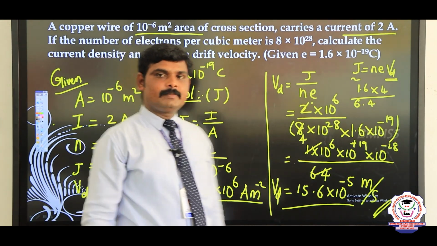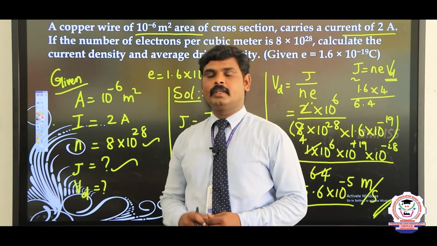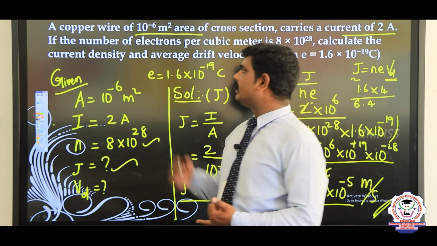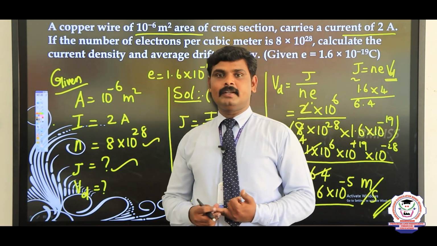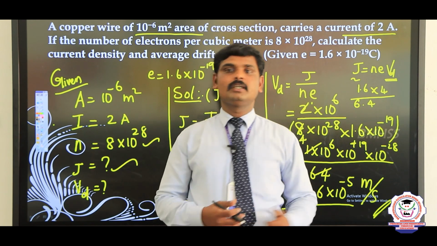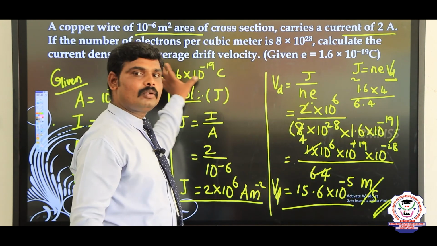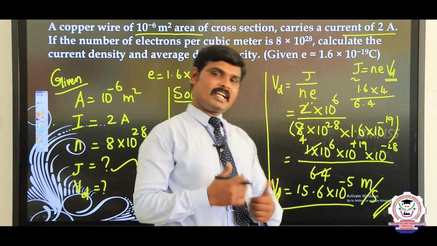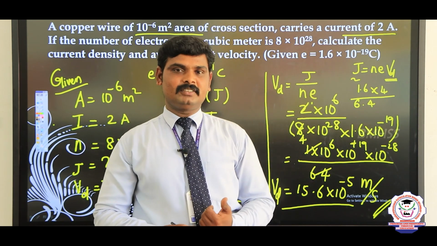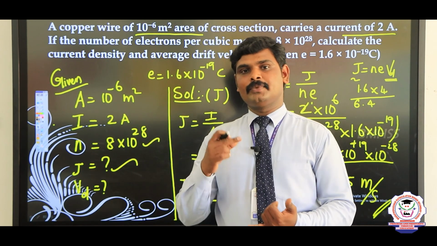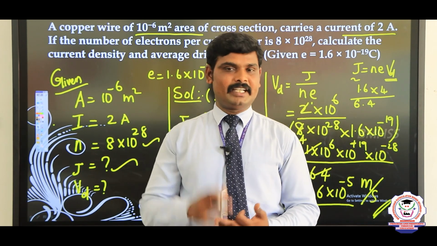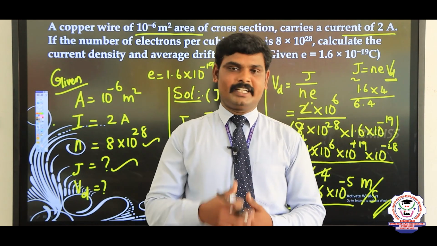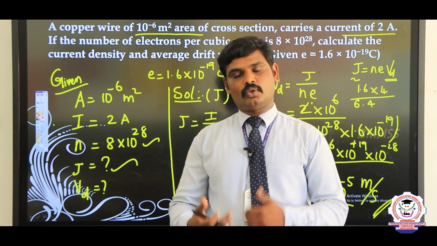So children, today we have seen the microscopic model of electric current and current density. By using these two formulas, we discussed one problem. I have attached a self-assessment test and question bank in your study material. Please go through the study material, then write the self-assessment test.